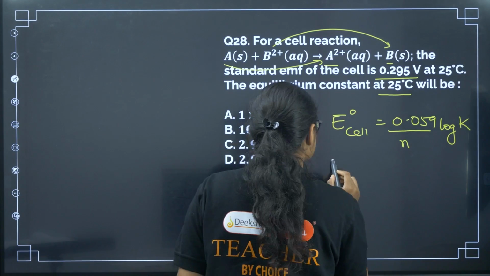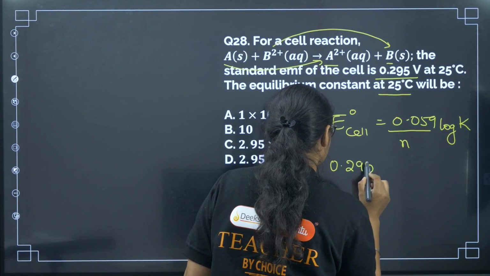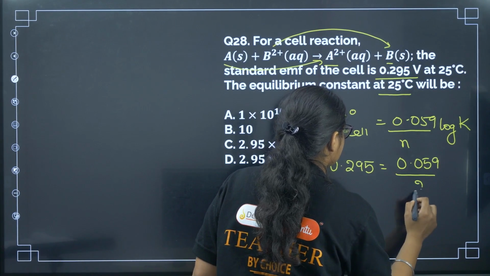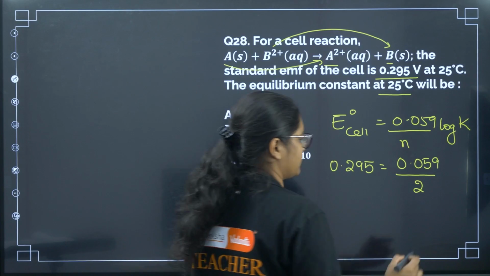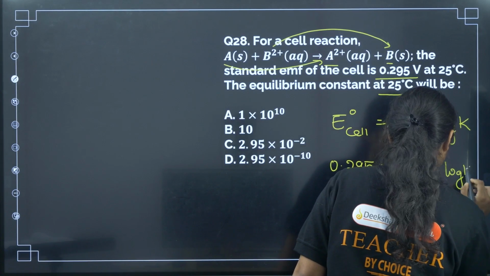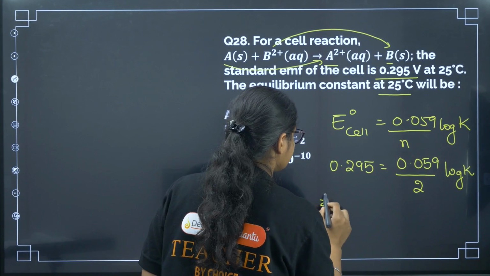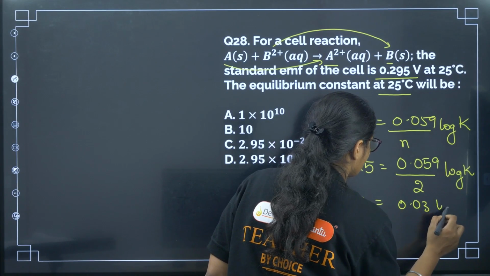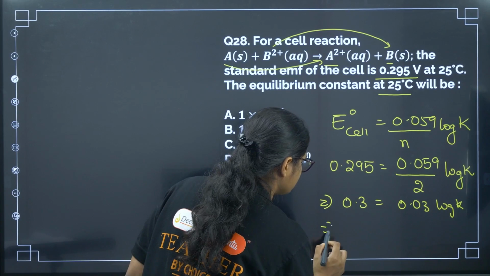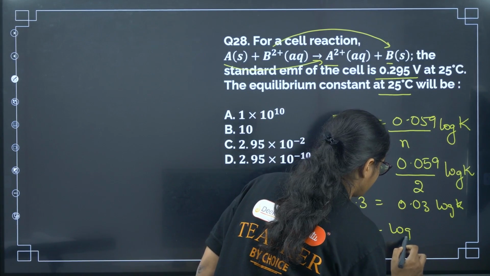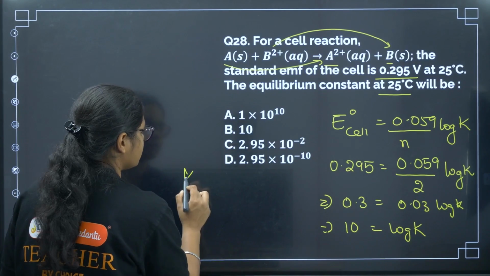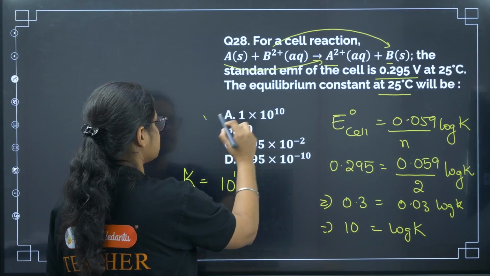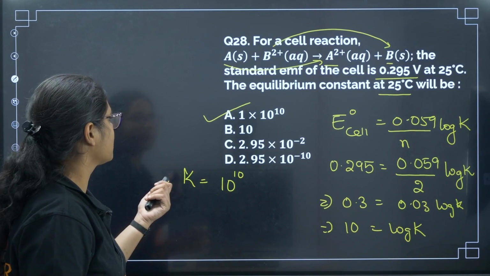So E naught of the cell is 0.295, equal to 0.059 by N, where N value is 2, log of K. Now this one we can write as 0.3 and this one as 0.03 log of K. So 10 is equal to log of K. If you solve this, antilog on both sides, K is equal to 10 to the power of 10. So the correct answer for this question will be option number A.